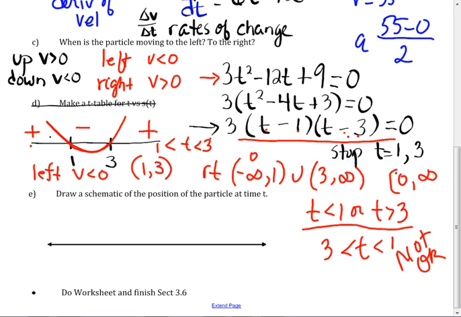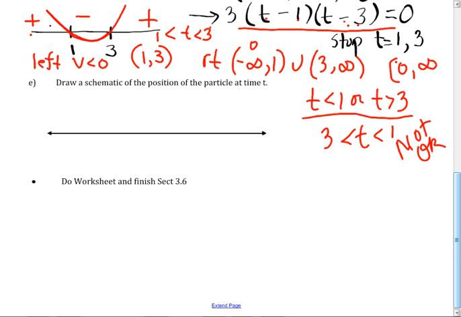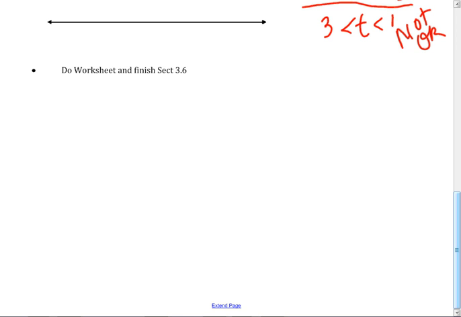Okay, and we're going to do a schematic of the position, but let's do a table. And this is not meant to be hard, but I don't know, we make it hard, I guess. All I want to know is, given the time, and I could do this on my calculator if I'm really lazy, I want to know the position. And the position was, what was it? t cubed.